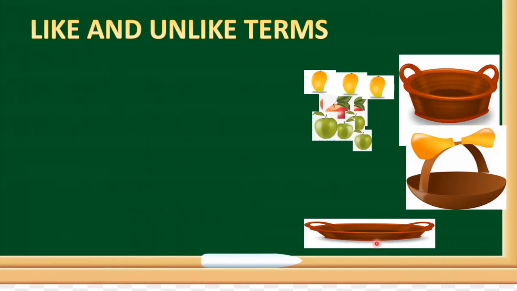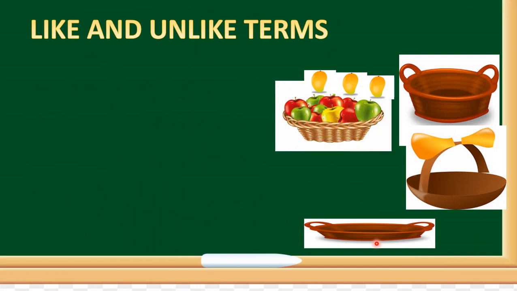Now the concept of unlike and like terms. Let us understand this by an example. If your father goes to the market and brings fruits like red apples, green apples and mangoes, and when he comes home he asks you to separate all the fruits into different baskets, so what will you do?